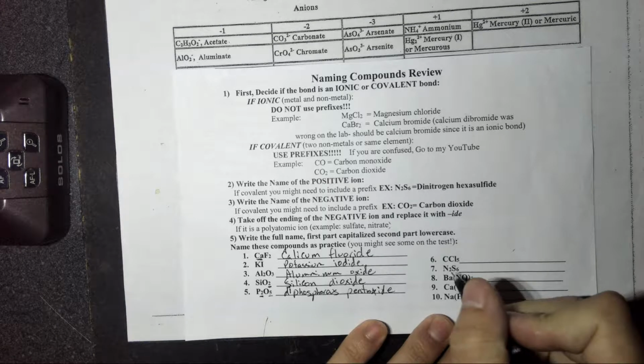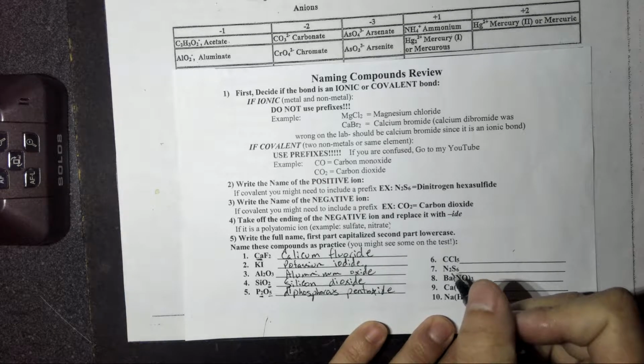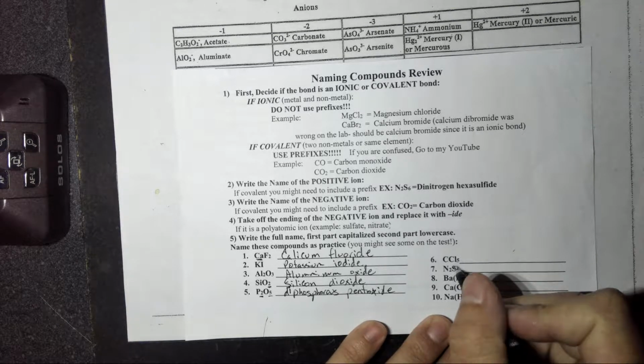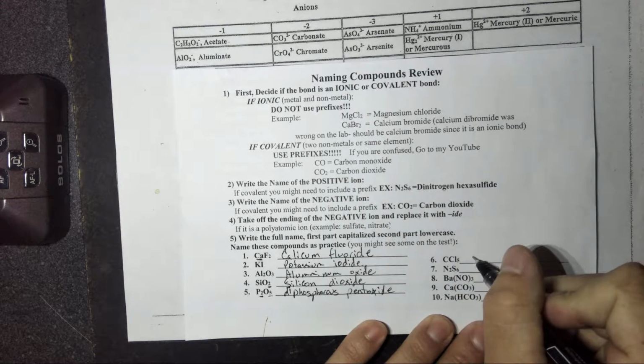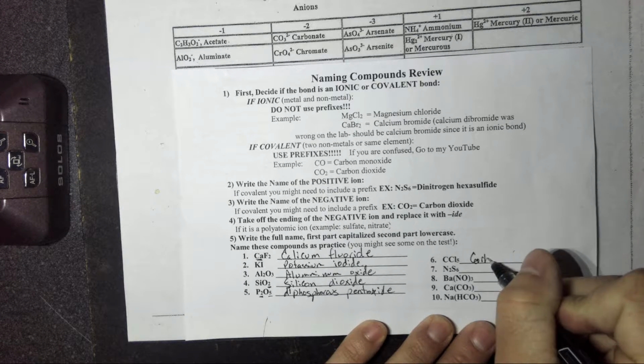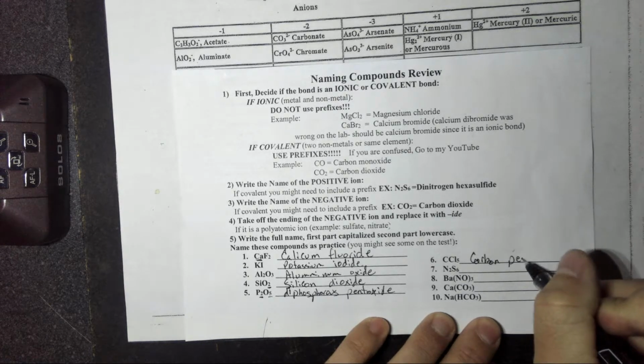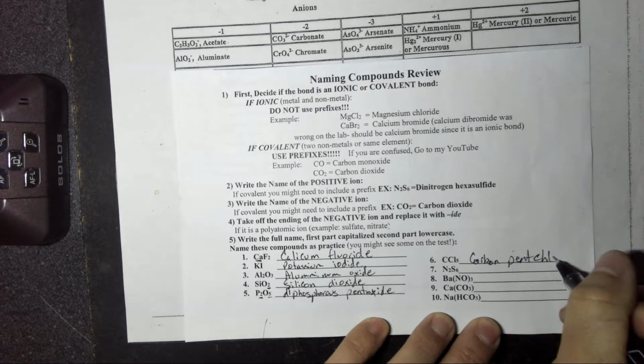Okay. Number 6 is also going to be covalent. Carbon and chlorine are both nonmetals or metalloids, but we're going to call them nonmetals. So again, we don't have to write mono if it's the first element. So we're just going to say carbon, pent.